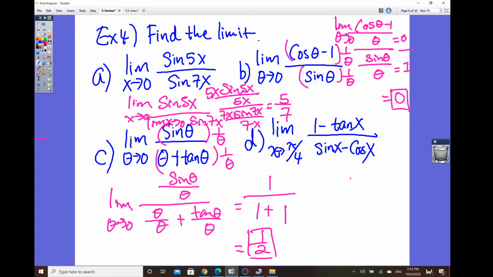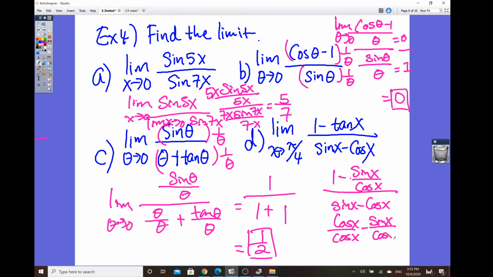Pi over 4, again, we cannot plug in pi over 4 because that gives root 2 over 2 minus root 2 over 2, which will be 0. So the way to handle this, let's just put it as 1 minus sine over cosine. And then the denominator is sine of x minus cosine of x. So it looks like this one, we can just simplify a little bit first. Combine them, so 1 is just cosine of x over cosine of x, minus sine x over cosine of x. And now you see there are things that we can combine together.